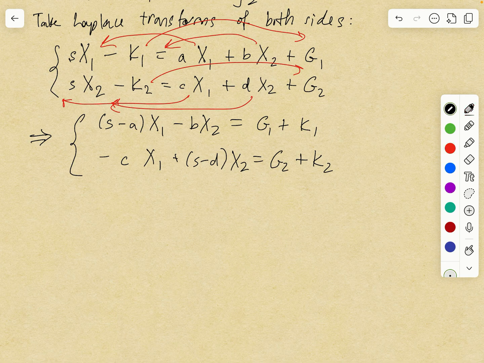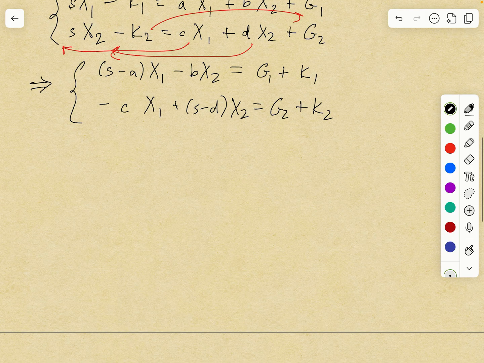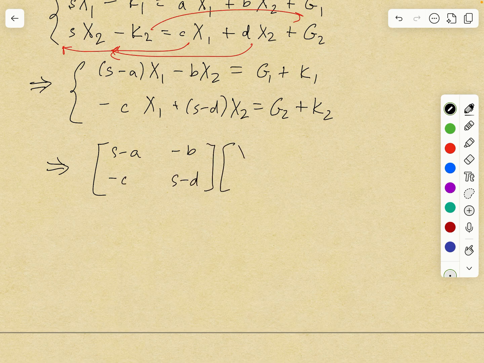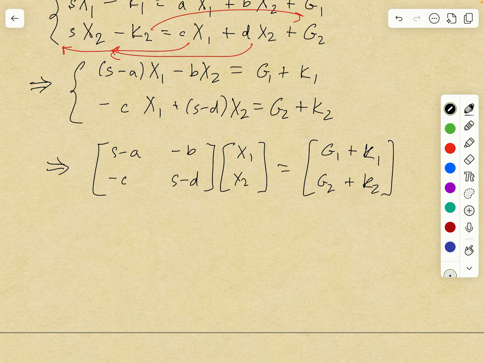Now I can rewrite this as a matrix vector equation. So this is going to give me this matrix, s minus A, negative B, negative C, s minus D, times capital X1, capital X2, equals capital G1 plus capital K1, capital G2 plus capital K2.